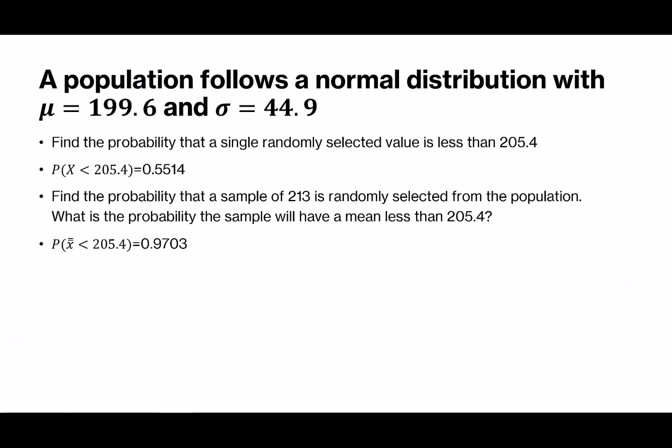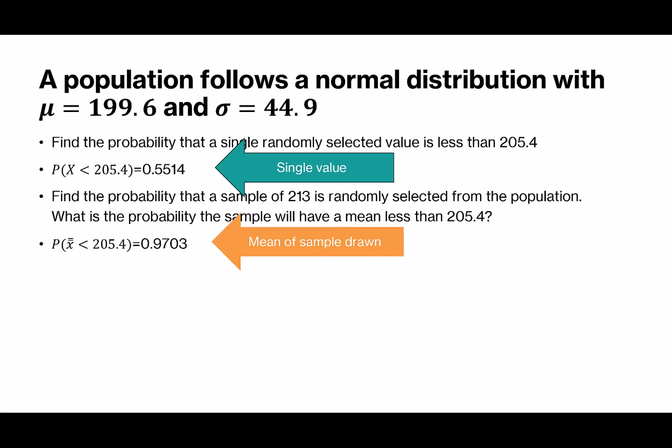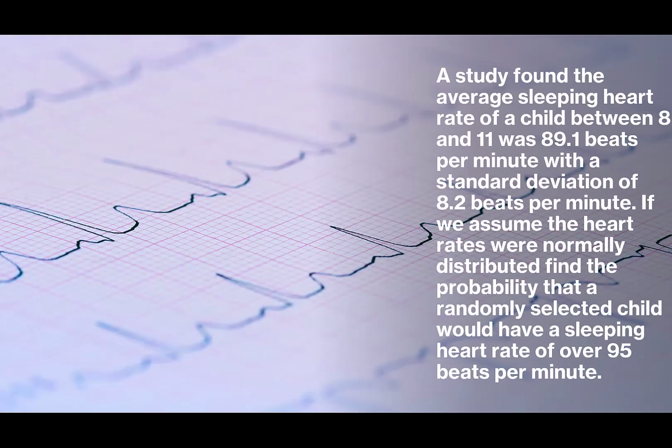Now let's stop and talk about what we just did. The first time we found the probability that a single value x is less than 205.4. The second time, we found the probability that the mean of our sample that we drew is less than 205.4. Let's try a second example.